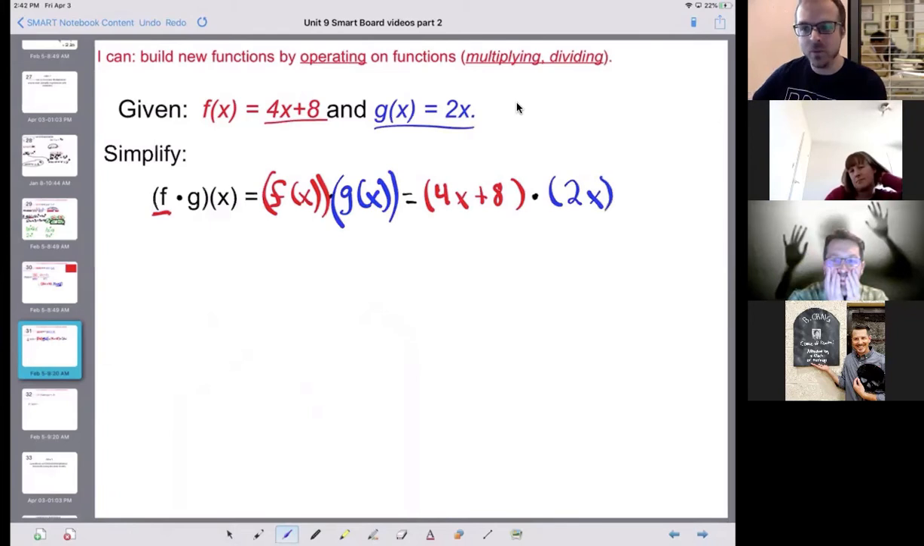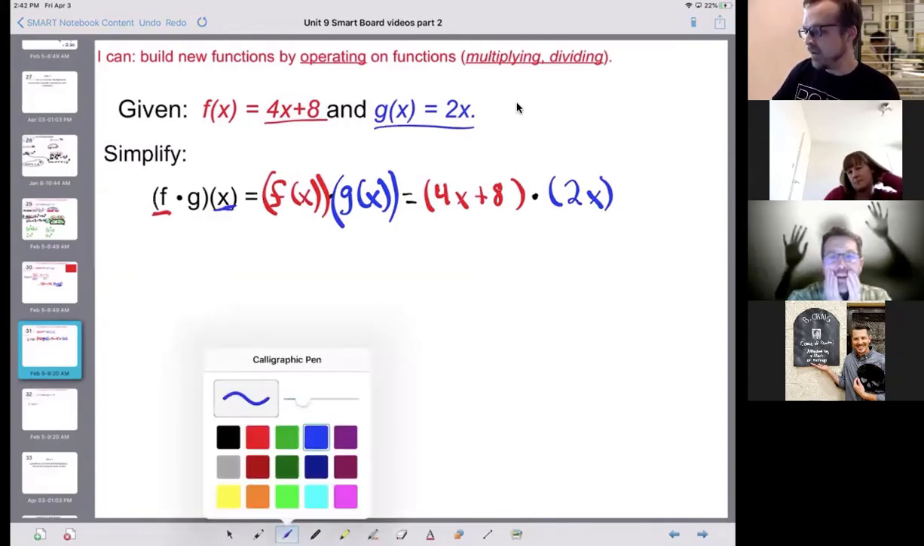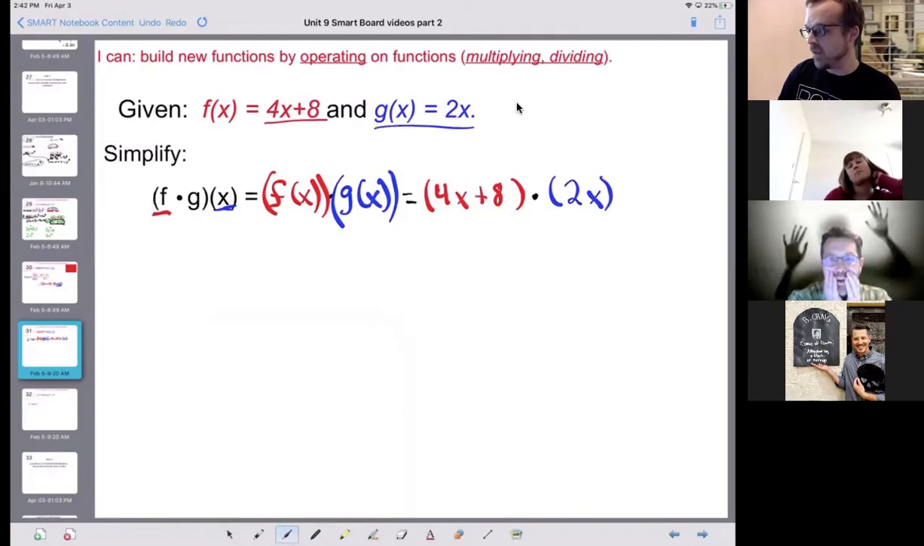Now, some of you guys might be wondering why I'm not replacing the x with parentheses. It's because I don't have a value for x. It's not given to me here. And from here on out, again, it's multiplying, so I would highly recommend that you just get used to the table model for distributing this 2x into 4x plus 8.